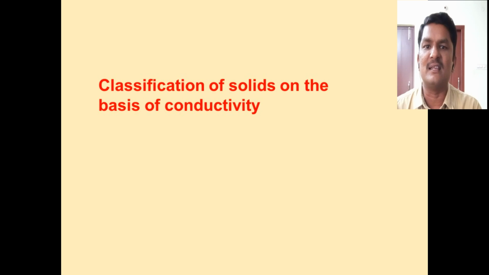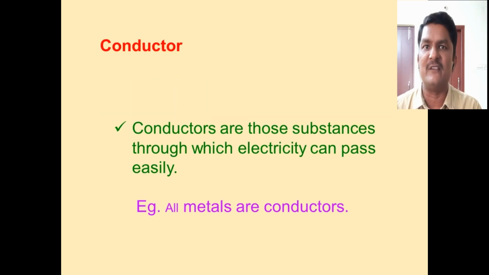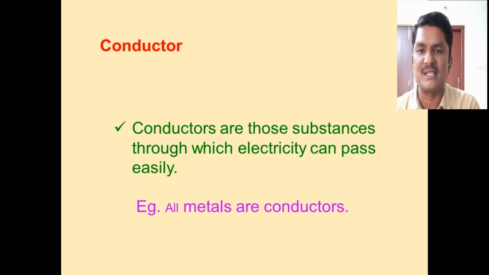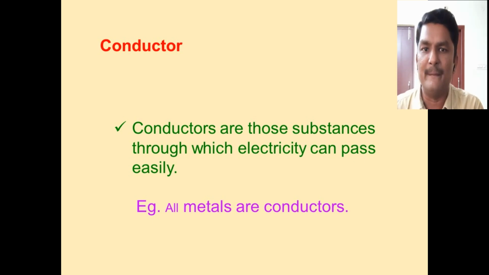Classification of solids on the basis of electrical conductivity. Conductors are those substances through which electricity can pass easily. All the metals are conductors. They can allow electricity easily through them.